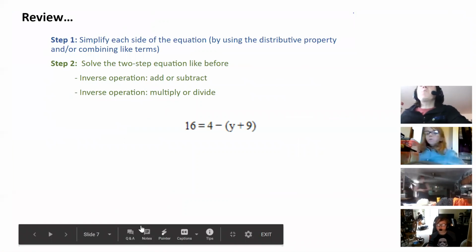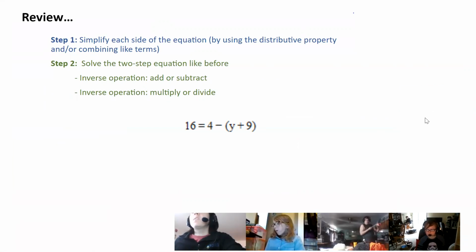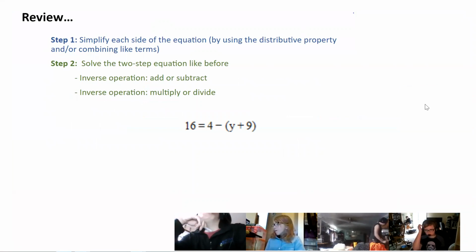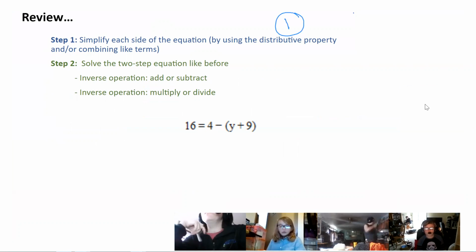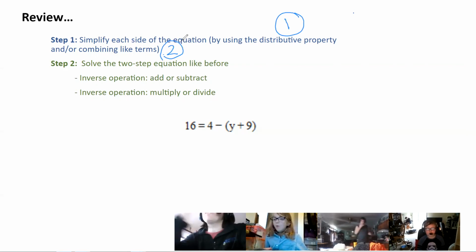So this is a review from what we did last week a little bit. First step when you're solving equations will always be to simplify each side of the equation by using the distributive property. That will always be your first step. If you see parentheses in the problem, distributive property. That is your first step. And then your second step will be to combine like terms on each side of the equal sign.